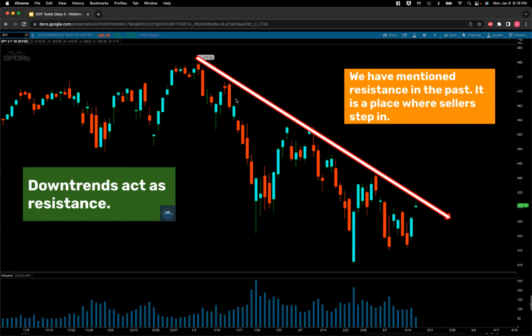And again, just like an uptrend, there's also a way to draw a downtrend as a line, right? Again, this is a resistance trend. It's where sellers typically step in, right? So just to recap, we have uptrends and downtrends. Those are the two trends that exist in the market. There's also consolidation, which isn't really a trend. It's when the stock isn't really going anywhere.